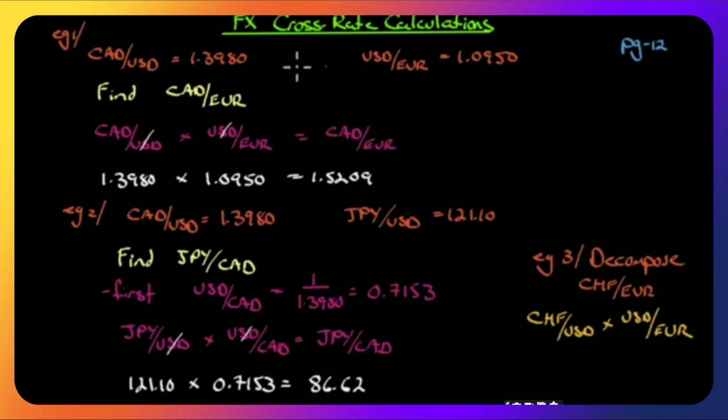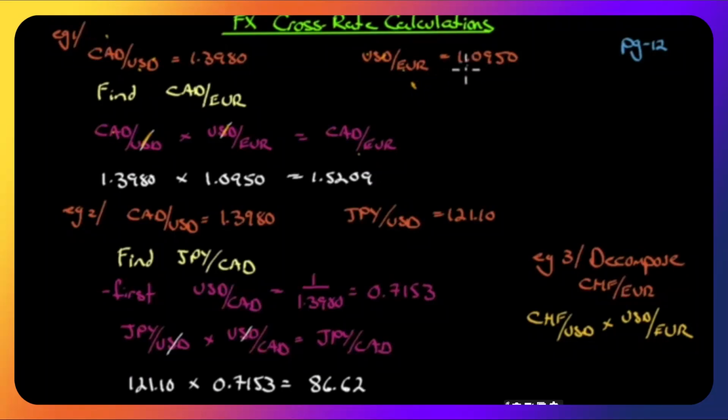So I think it's easy to see how we can get a cross pair if we want the CAD over euro. This is CAD over US, US over euro. If we multiply them together, the US dollars will cancel out and we'll end up with CAD over euro. Because these are ratios, all we've got to do is multiply the two rates together. 1.398 times 1.095 is 1.5209. What this is saying is 1 euro buys 1.5209 Canadian.